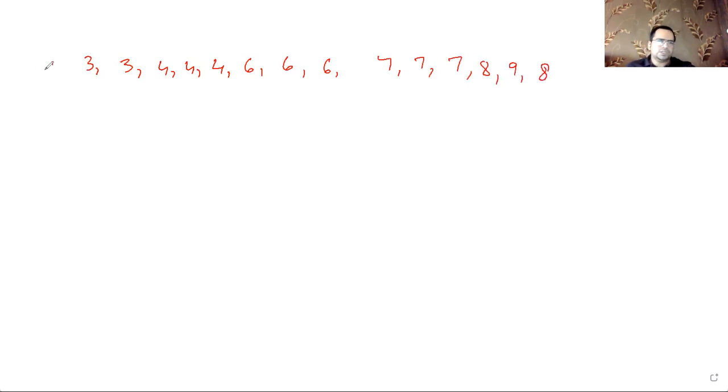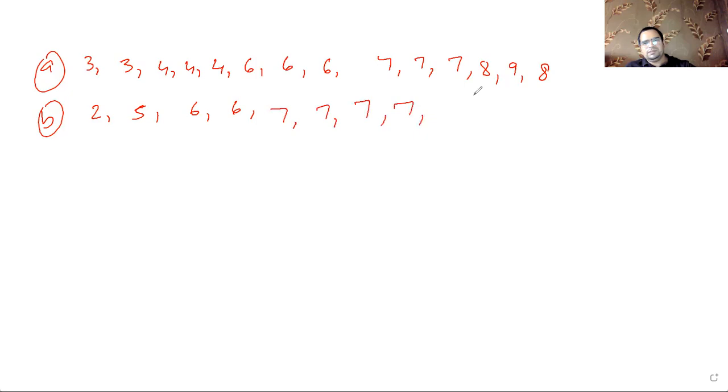That's your one question, and the other question will be like, let's say 2 5 6 6, and let's say I'm taking here 7 7 7 7 7 9 9 10. I'll just take this point as 9 so that they are in proper order. Now let's say I wanted to draw a box and whisker plot for these two.